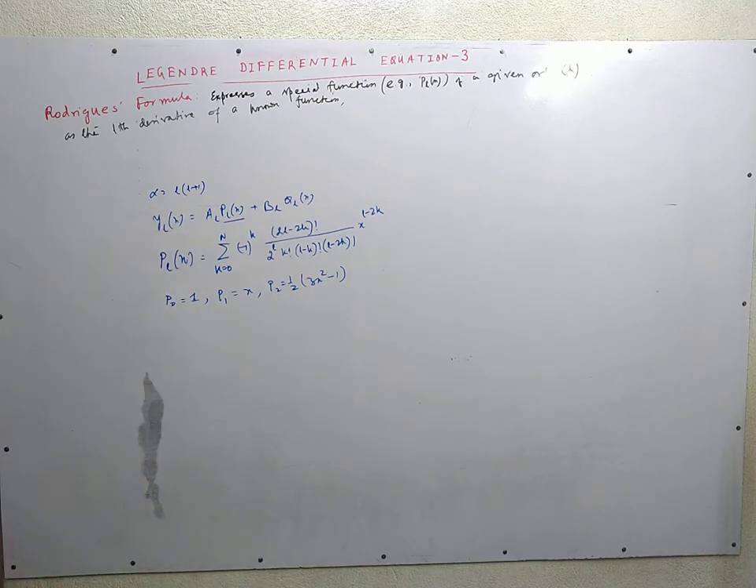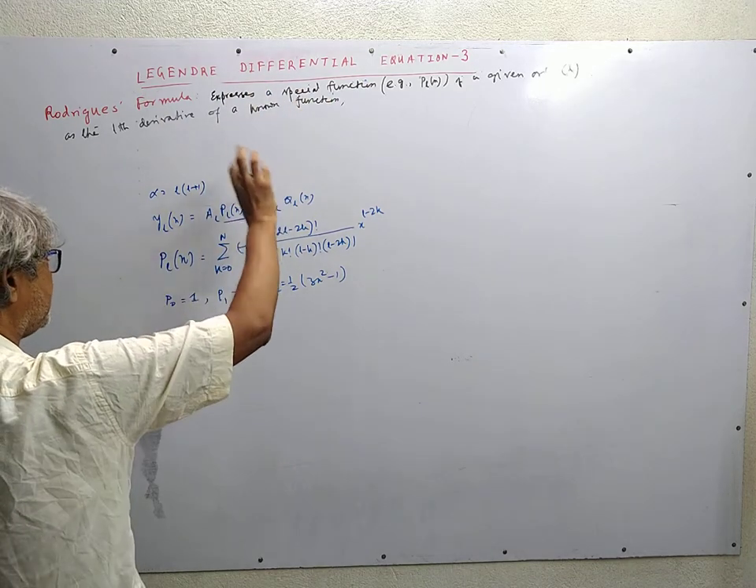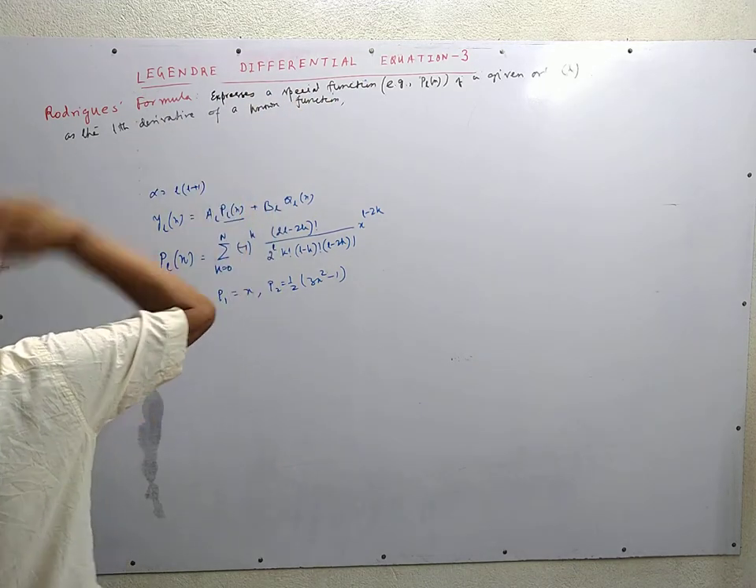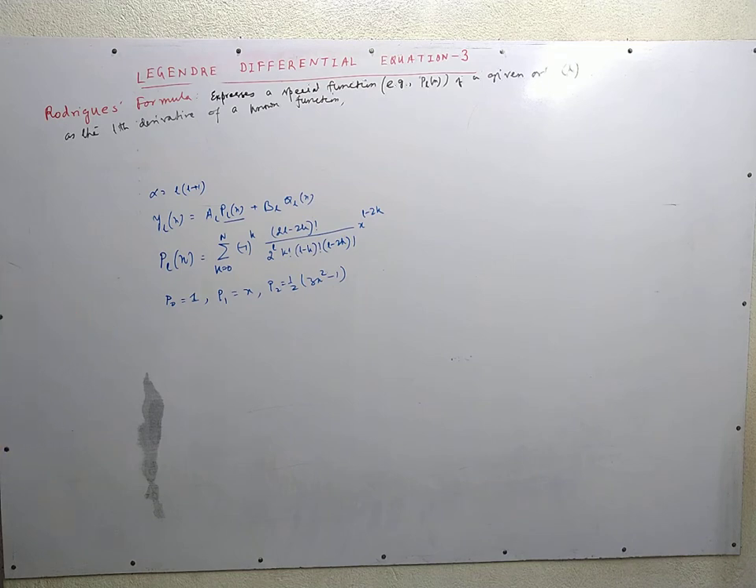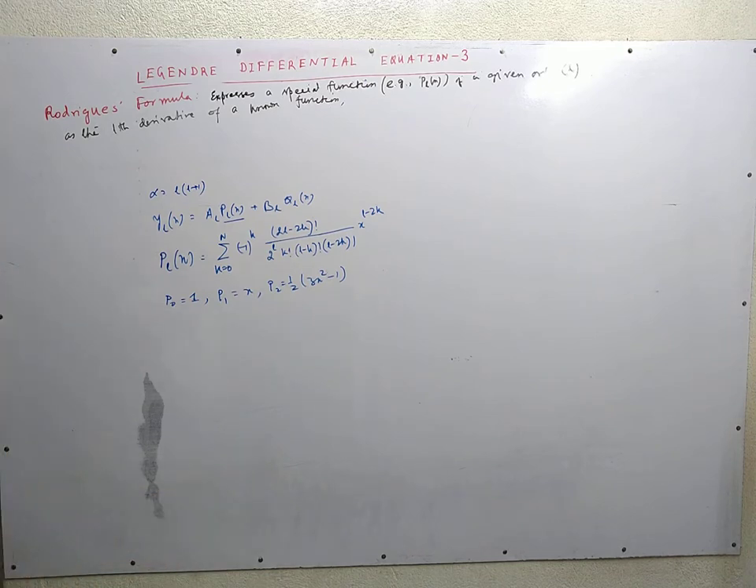Now today we shall discuss Rodrigues formula. Rodrigues formula actually expresses a special function of a particular order. By special function we mean Legendre polynomial, Hermite polynomial, Laguerre polynomial, or Bessel function. And there are others too. These are included in your syllabus. So Rodrigues formula expresses a special function as the derivative of a known function.